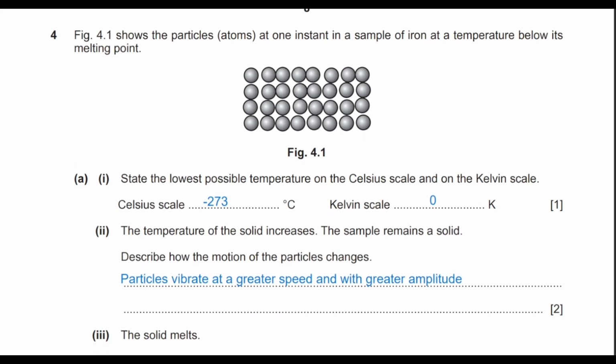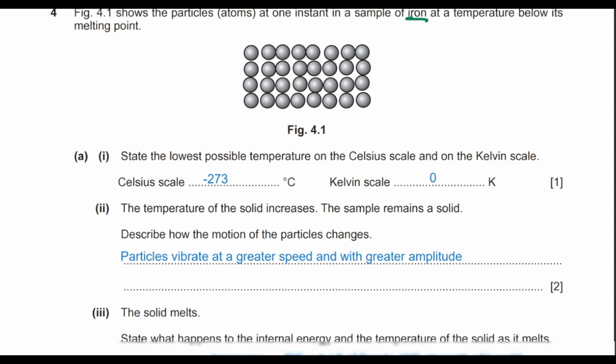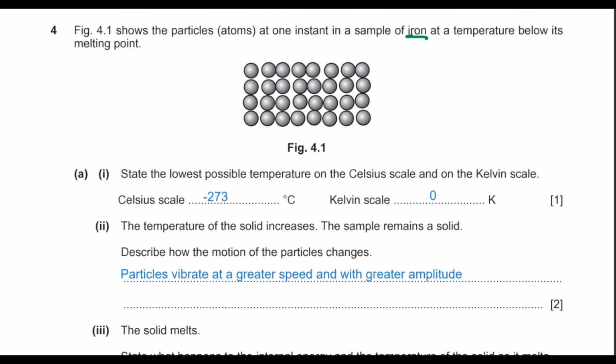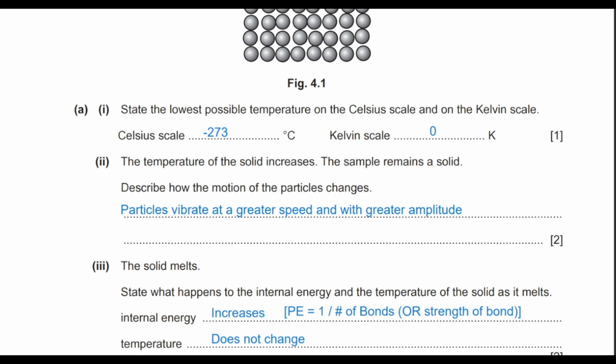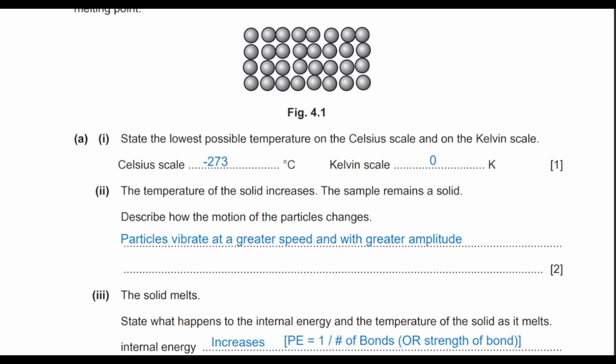Moving to the next question, he says that the atom particles are seen. It's a sample of iron. It's a solid, and the temperature is below its melting point, so it is still a solid. Now, in the first part, he's asking about the lowest temperature on the scale. So we understand that Kelvin temperature is equal to degrees centigrade plus 273, right? This is the equation that we already understood in the syllabus.